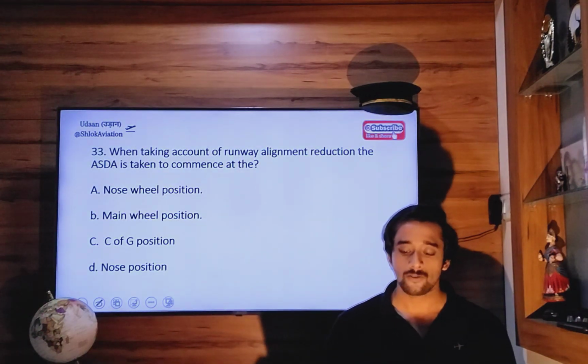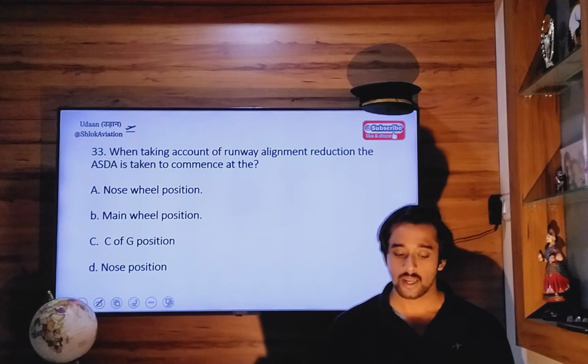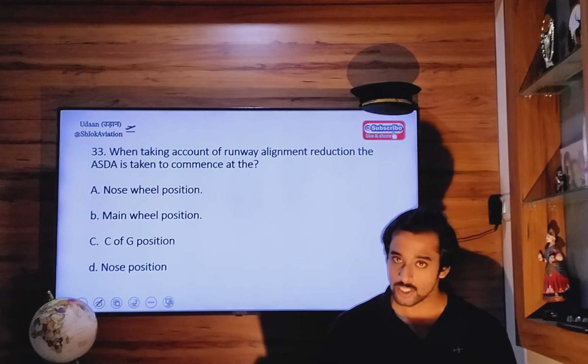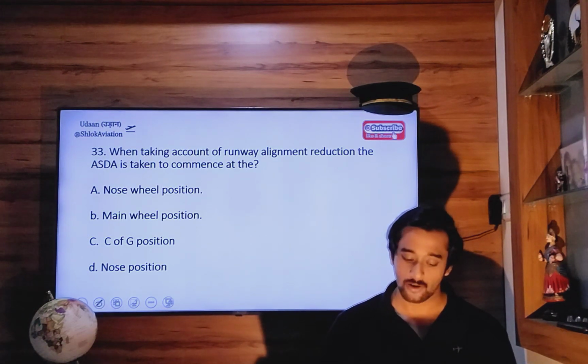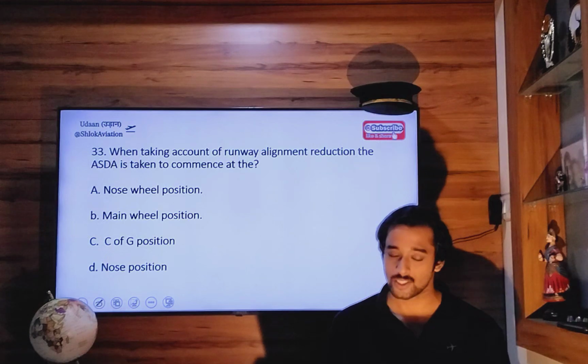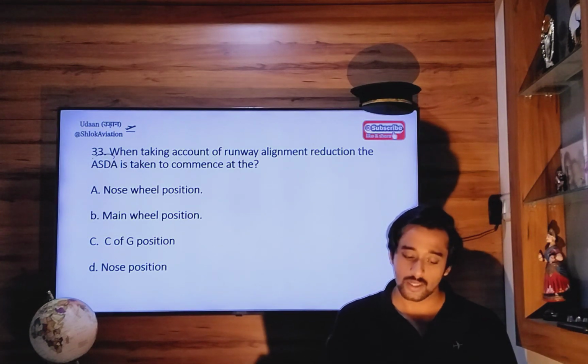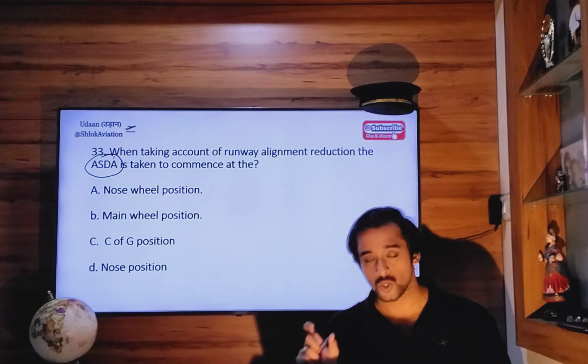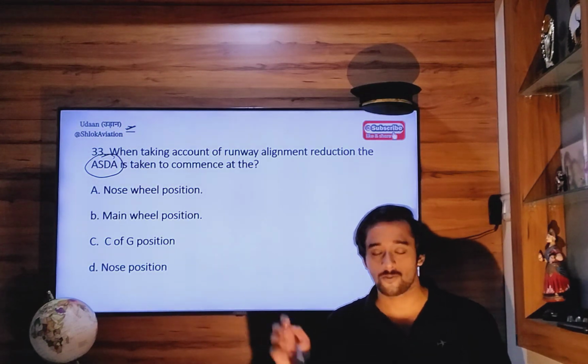When taking account of runway alignment reduction, the accelerate stop distance is taken to commence at: nose wheel position, main wheel position, C of G, center of gravity, or nose position. So just now I explained, accelerate stop distance is taken to start from the point of your nose wheel position to the end limit of your stopway.